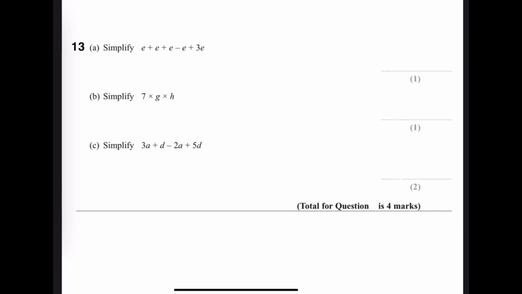Question 13a, simplify e plus e plus e minus e plus 3e. So let's do this one by one. We'll do these e's all added together. So e plus e plus e, that's the same as 1 plus 1 plus 1, so it'll be 3e. Now if we minus e, 3e minus e. Pretend there's a 1 behind the e, because if there's just one letter, it means just one of that e. So 3e minus e is the same as 2e. Now all we have to do is add the last one. So plus 3e, and 2e plus 3e is 5e.